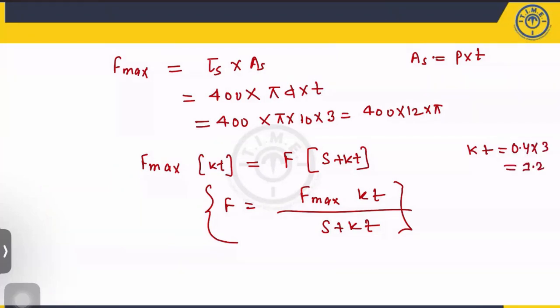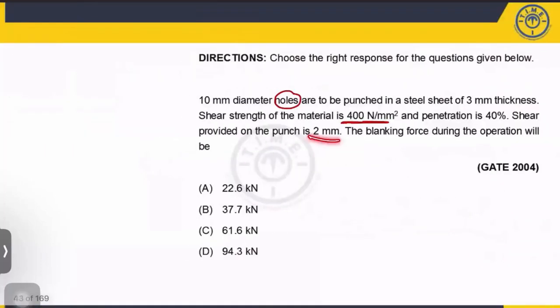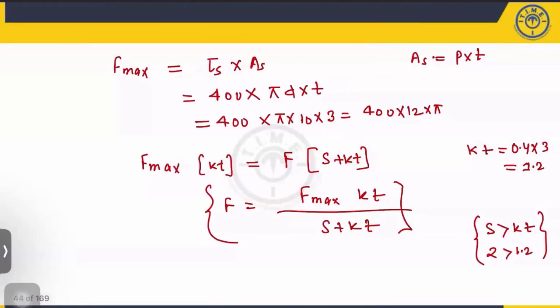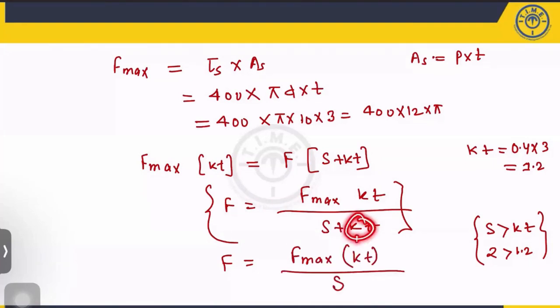Now this S is greater than KT because S is given as a 2. You can check in the question itself, the shear value which is given as 2 mm. So if you calculate, the force value will become F max into KT divided by shear. This value will be neglected as compared to this one because when S is greater than KT, then you have to consider only shear. Whatever the value which you are getting here, if you divide with the shear value, then you will get the answer 22.608 kilonewton.